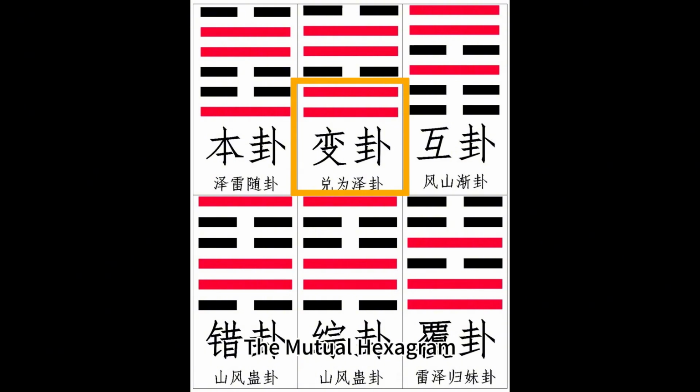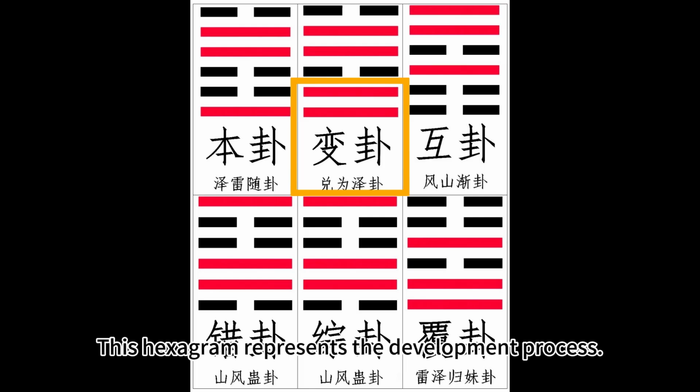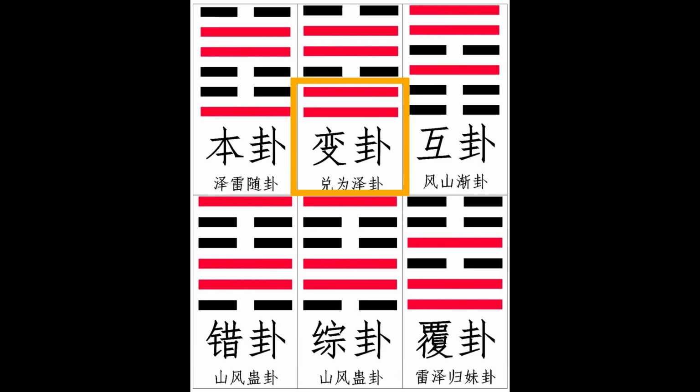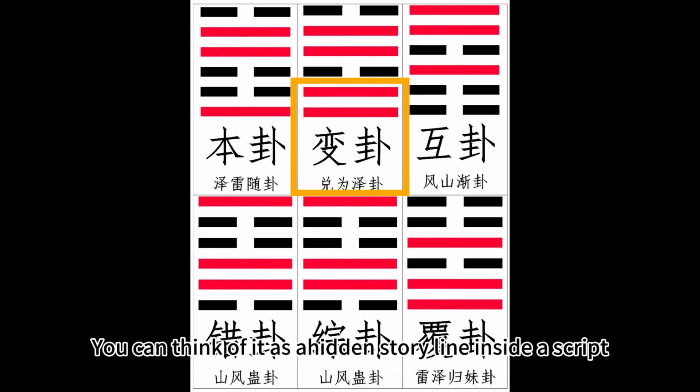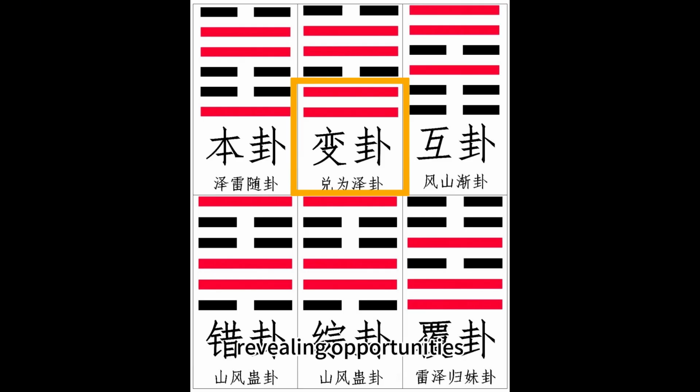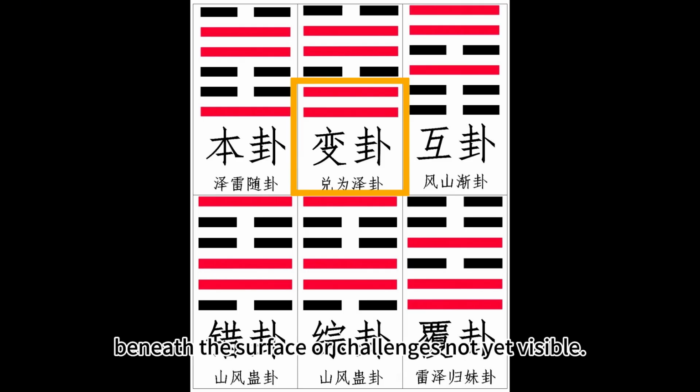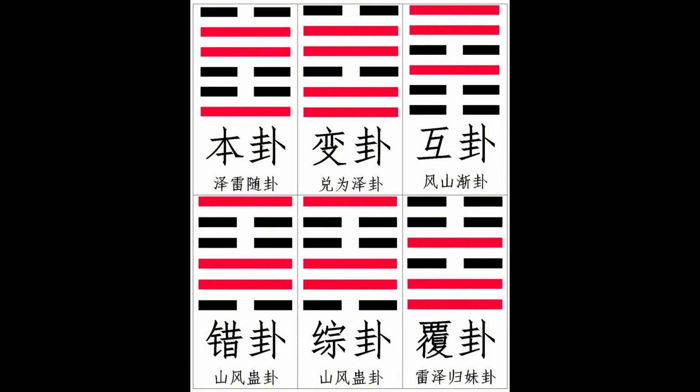The mutual hexagram. Next is the mutual hexagram. It is formed by recombining the middle 4 lines of the original hexagram. This hexagram represents the development process. You can think of it as a hidden storyline inside a script, revealing opportunities beneath the surface, or challenges not yet visible.